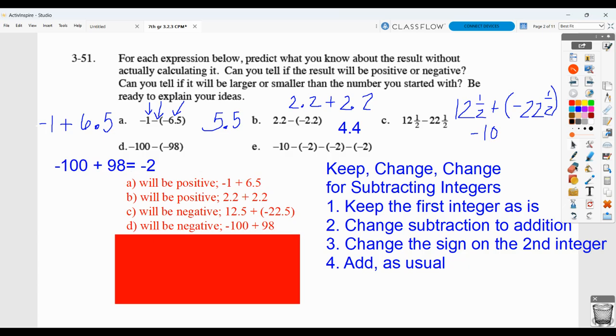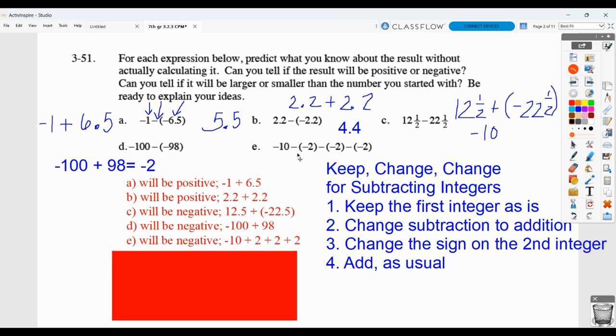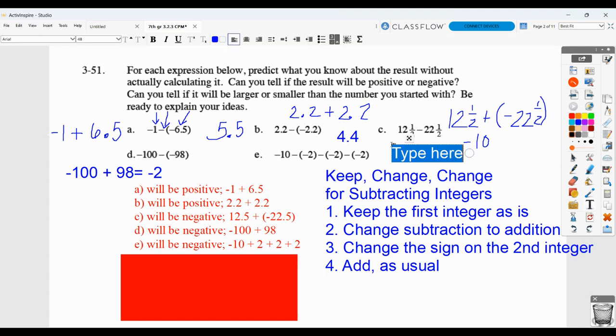Here, you could make this into negative 10 plus positive 2 plus positive 2 plus positive 2, because again, all those subtractions get changed to adding the opposite. That's what this ends up doing. So if we have negative 10 plus 2 plus 2 plus 2, that's negative 10 plus 6, which is negative 4.